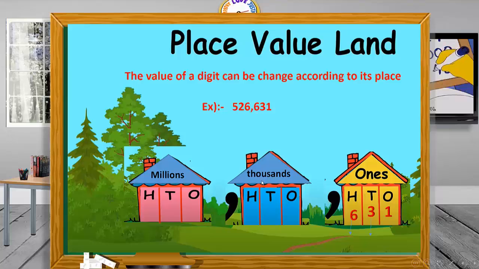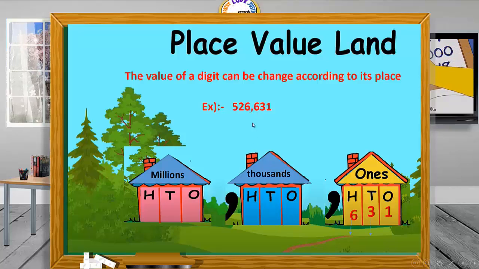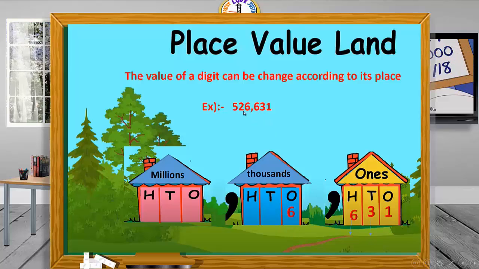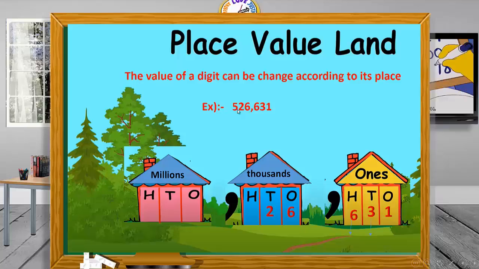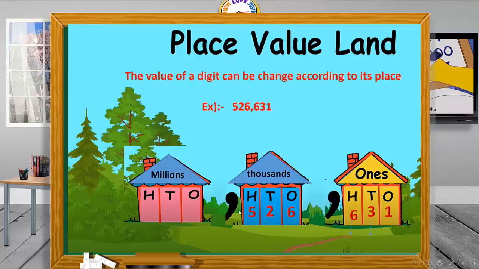The name of the next house, we said, is thousands. So you should put 6 in the ones room, because 6 comes first. So I will put 6 here. Digit 2 you put here in the tens room. 5 goes in the third room, the hundreds room. All of them are in the thousands place, in the thousands house.